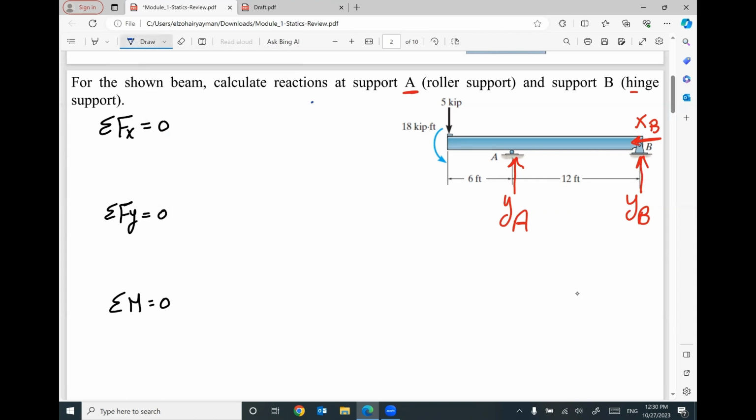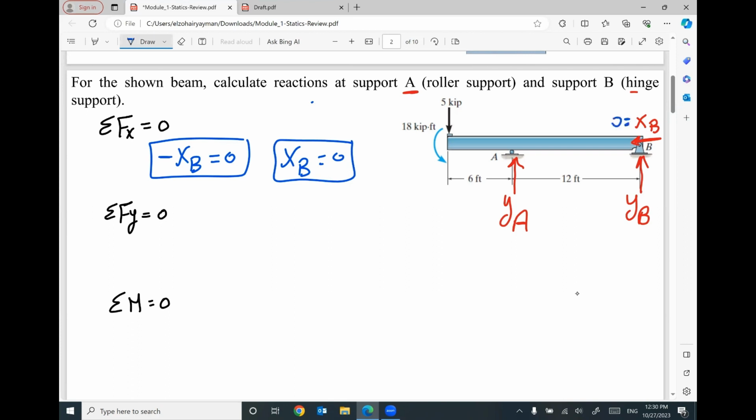So if you apply summation Fx, what forces do you have in x direction? We have only negative XB, nothing else. That means your reaction XB will be 0. So this reaction will be 0. Summation Fy equals 0. We have positive YA, we have positive YB, we have negative 5 kip equals 0. I cannot do anything more because YA and YB are unknowns.